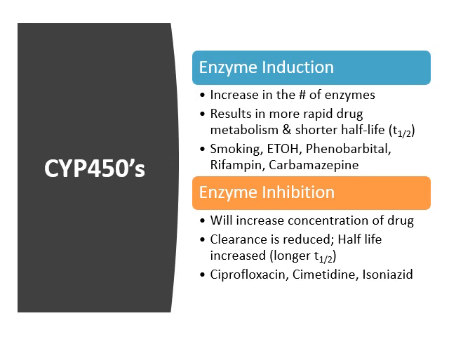Enzyme inhibition will increase the concentration of the drug because you have less enzyme available to break the drug down. So clearance is reduced and half-life is increased. So you're going to have a longer half-life, which means you're going to have a longer duration of action. Examples of these drugs would be Cipro, cimetidine, and isoniazid. So you do not want to redose these drugs more frequently.